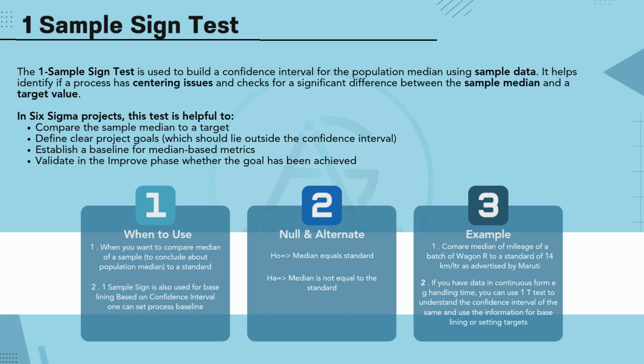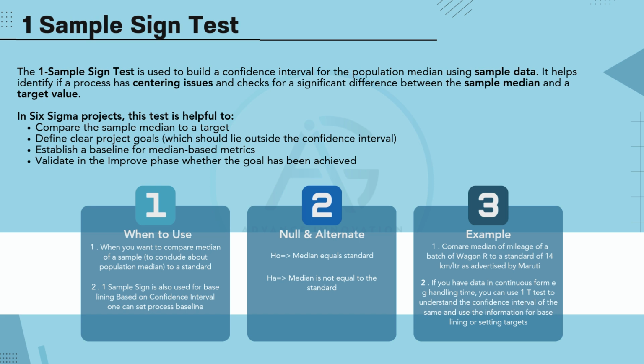If your data is in continuous form, like handling time, and you cannot assume normality, you can use the one-sample sign test instead of a t-test to determine whether the median meets a target. You can also use it to set baselines or define goals for future improvements.